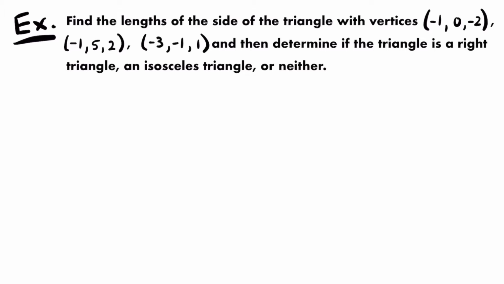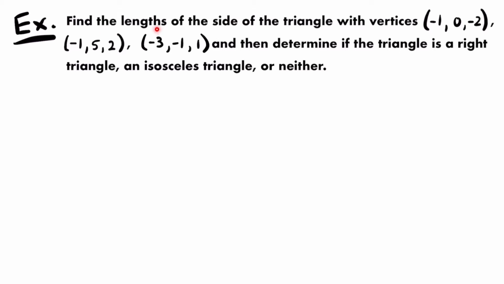All right, so next up we want to find the lengths of the sides of the triangle with vertices -1, 0, -2, -1, 5, 2, and -3, -1, 1, and then determine if the triangle is a right triangle, an isosceles triangle, or neither. So this problem is a little bit involved, but once you understand what it's asking you, it's really not too bad. And so let's dissect this problem. Let's see what they're asking us to do.